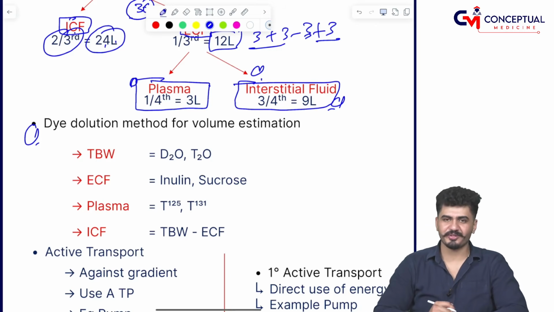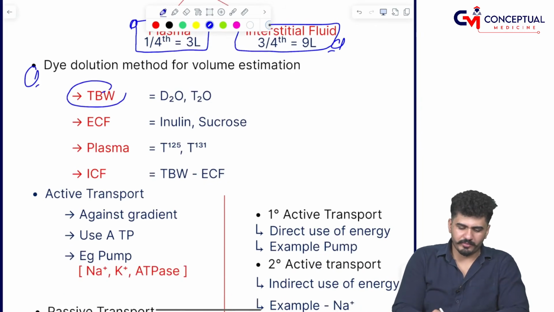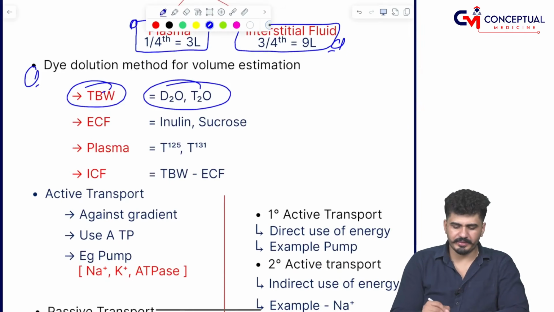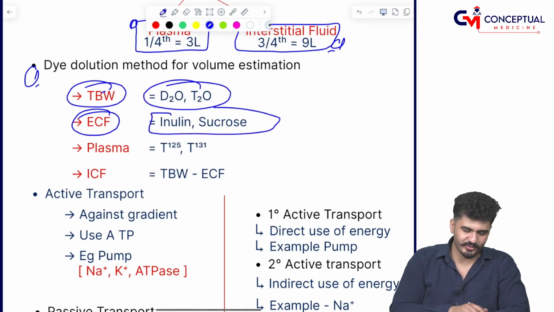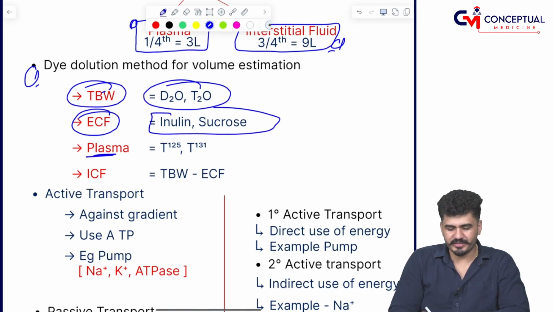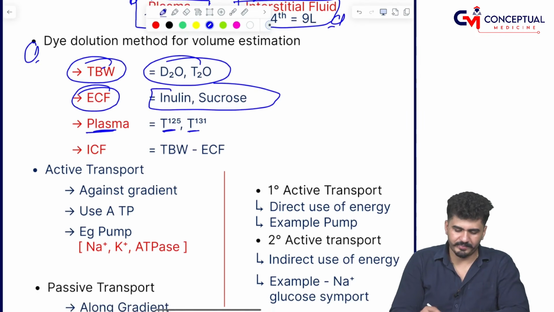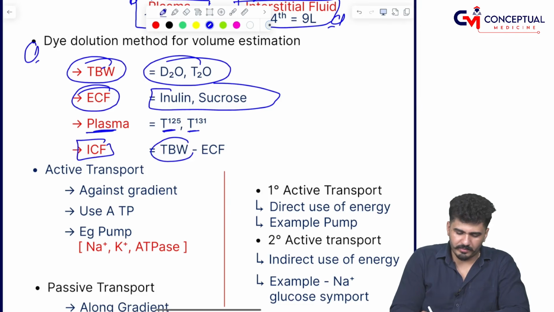Now, dye dilution method for the volume estimation. The total body water is measured with the help of deuterium and tritium. Extracellular fluid is measured with the help of inulin and sucrose. Plasma is measured with the help of technetium 125 and 131. ICF is measured as total body water minus extracellular fluid.